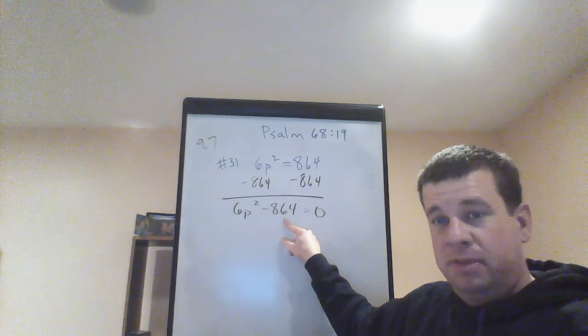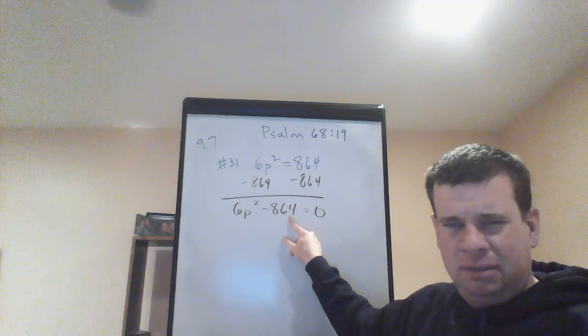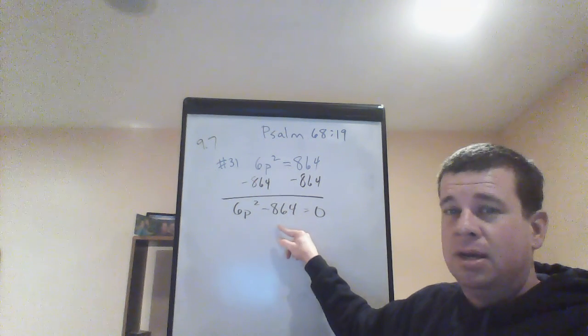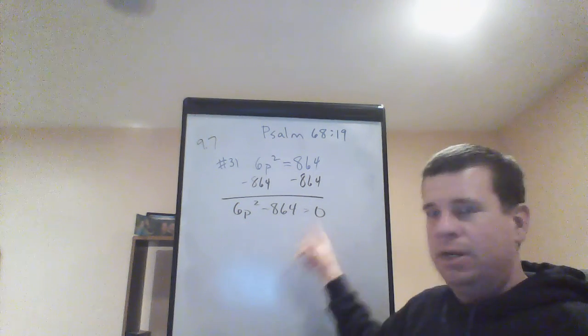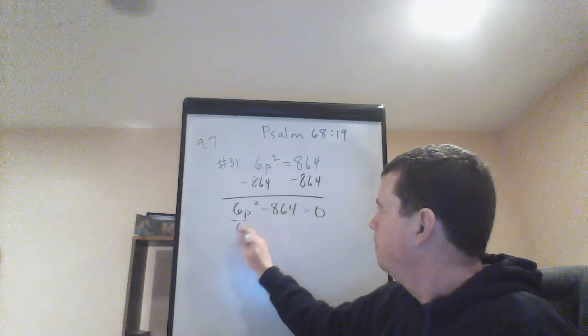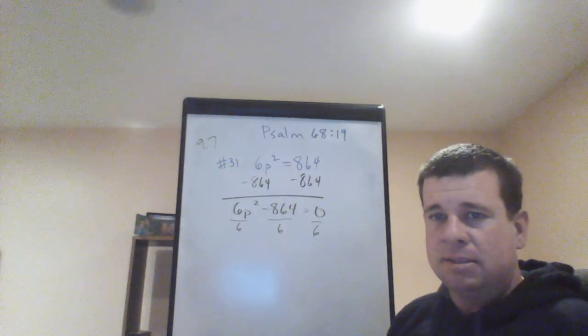Okay, so wait a minute. If this number is divisible by 2, and I know that because it's even, and I just added these up, and I can see it's divisible by 3, that means it's also divisible by 6. So both of these, and including the 0, are divisible by 6. So let's go ahead and divide everything by 6.